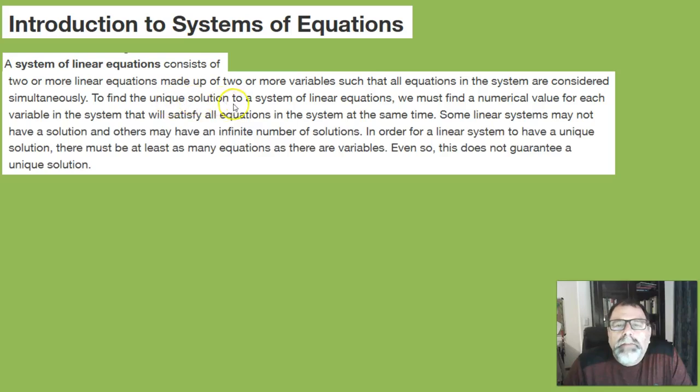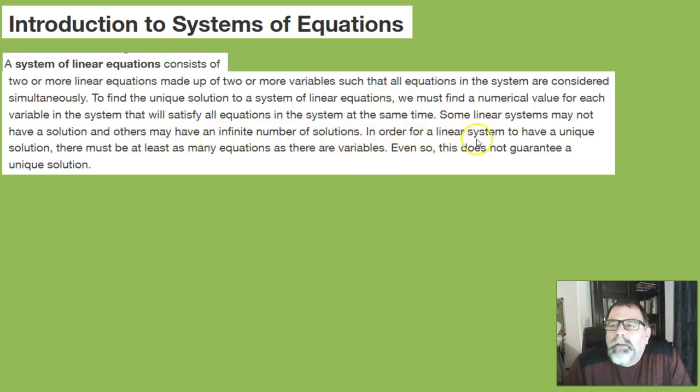To find the unique solution to a system of linear equations, we must find a numerical value for each variable in the system that will satisfy all equations in the system at the same time. Some linear systems may not have a solution, and others may have an infinite number of solutions.